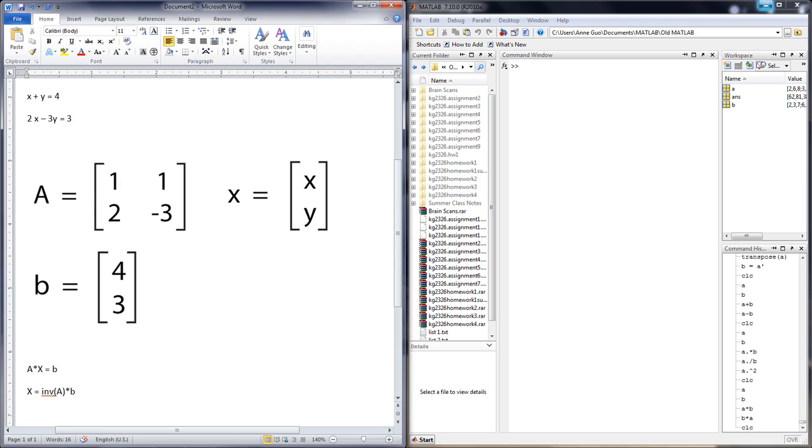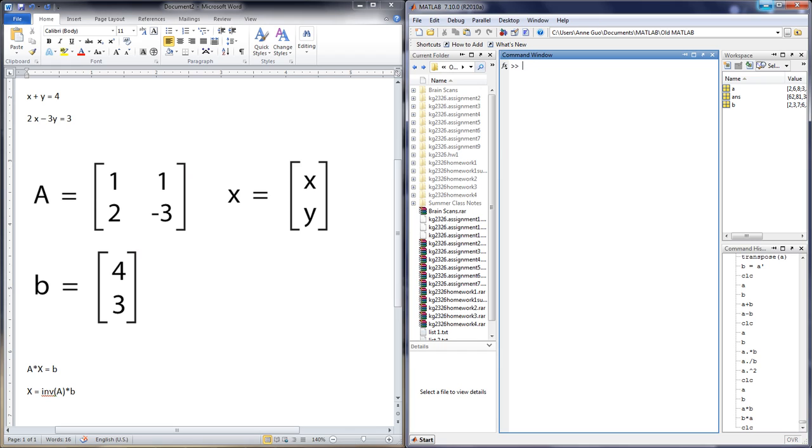And because the inverse of A times A is equal to the identity matrix, that means X should be equal to the inverse of A times B. So let's create the relevant matrices. First, we'll create matrix A, what we'll call the coefficient matrix. And then we'll create the solution matrix, or matrix B.